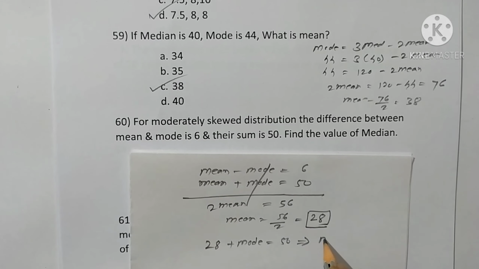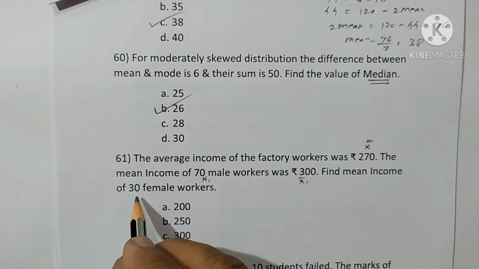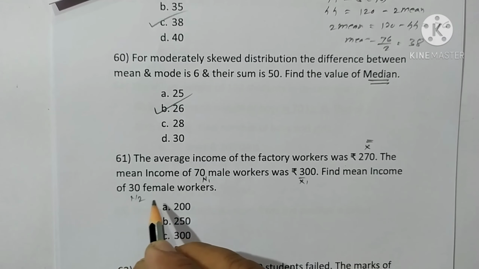Question 61. The average income of factory workers was 270, which is called X double bar for the factory. The income of the 70 male workers is 300, called N1 and X1 bar. Find the mean income of the 30 females. 30 is N2 and we have to find the mean of the second group. We make the calculations here. The formula is like this: X double bar is equal to N1 into X1 bar plus N2 into X2 bar divided by N1 plus N2.